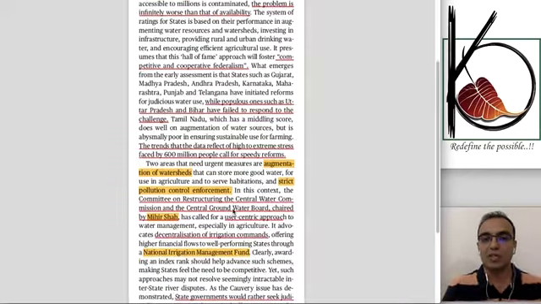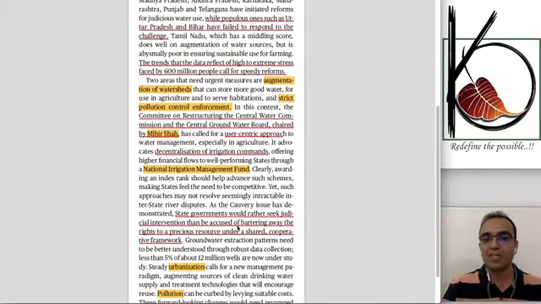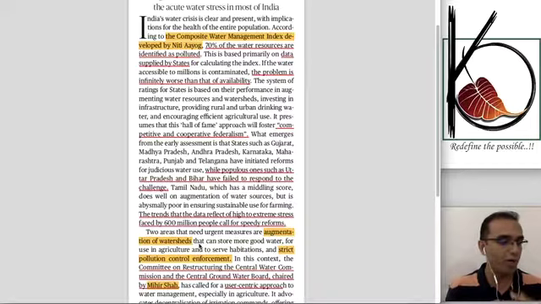So this has been highlighted here, that the state governments would rather seek judicial intervention than be accused of bartering away the rights of a precious resource under a shared cooperative framework. So, a very important and practical point made by this article. Next, the issue is about the limits of a centralized approach in solving the water problem.